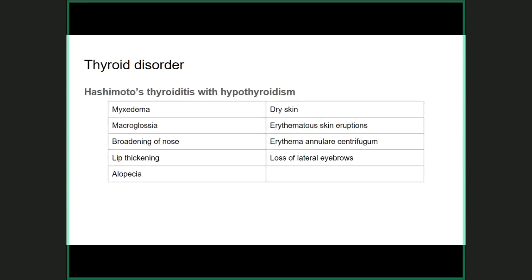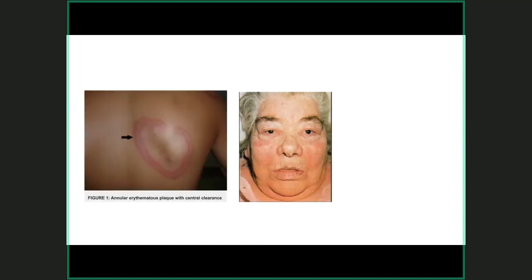Hashimoto's thyroiditis and thyroiditis with hypothyroidism can occur in its most severe form as myxedema. You can see macroglossia, which is the large tongue, broadening of the nose, lip thickening, loss of hair, dry skin, generalized red rash, erythematous rash. There's an interesting rash, erythema annulare centrifugum, and loss of lateral eyebrows.